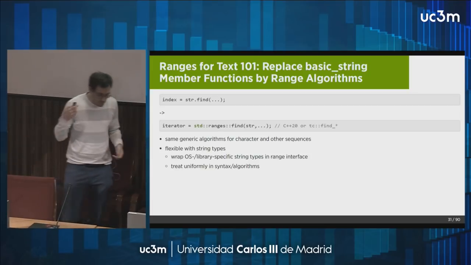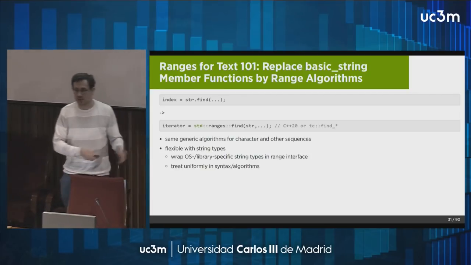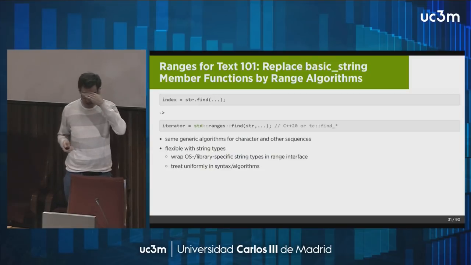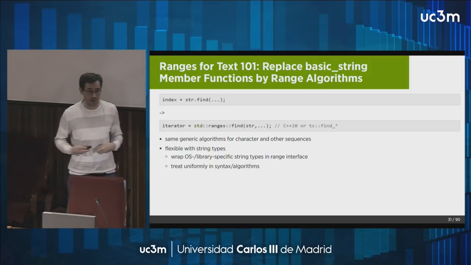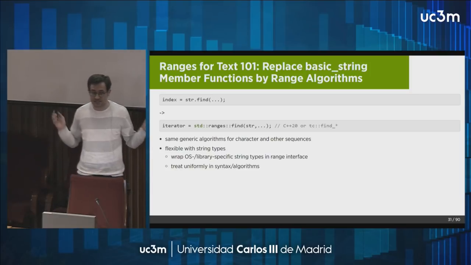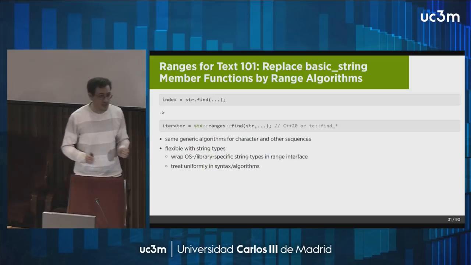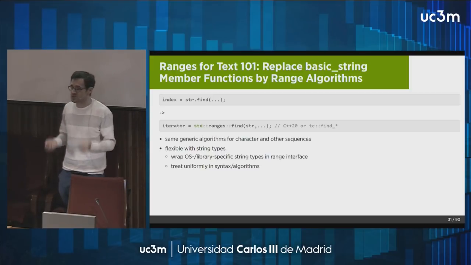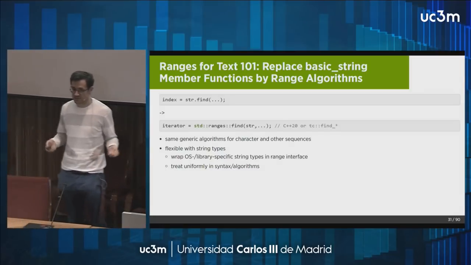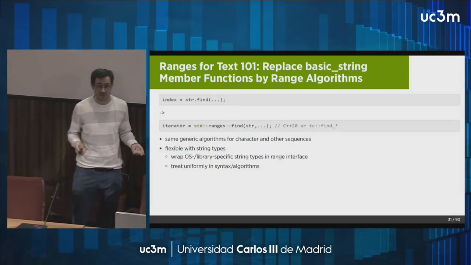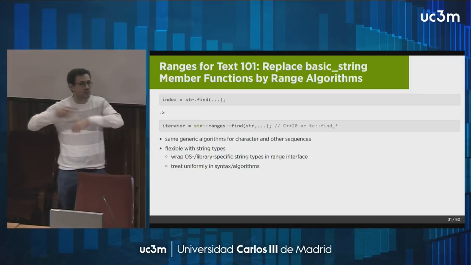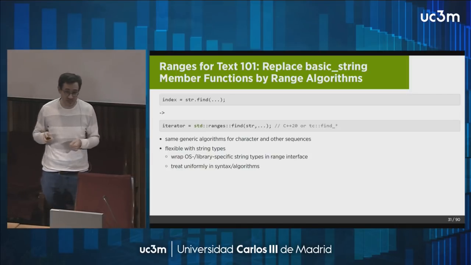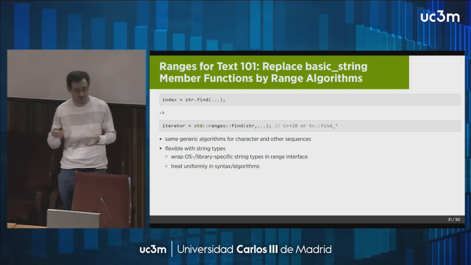Now, if you move from your text processing to ranges, what are the things you should do first? Well, all these member functions that you right now use on basic_string, in my opinion, have to go. You're not going to use these member functions anymore because a string is just a range, and the range can all be operated on with the same generic algorithm. So we're going to use ranges find instead of the dot find. That makes you flexible with string types. You are not relying on converting everything into basic_string anymore. You can just take any operating system string, and many operating systems have their favorite string types, and you can just wrap them into a range interface and use them. So it removes these translation steps.